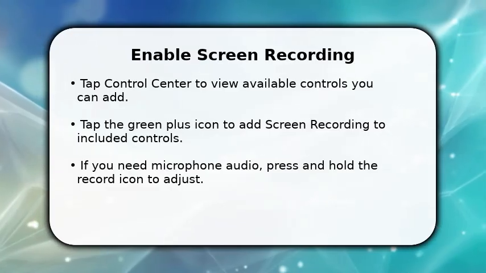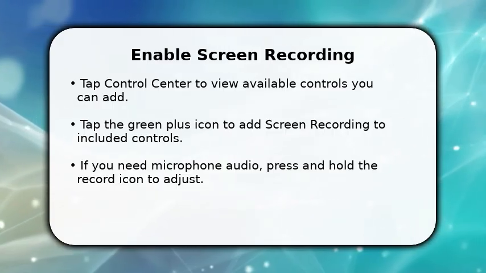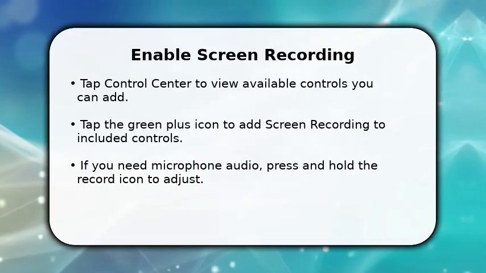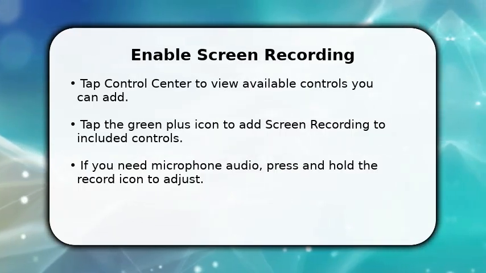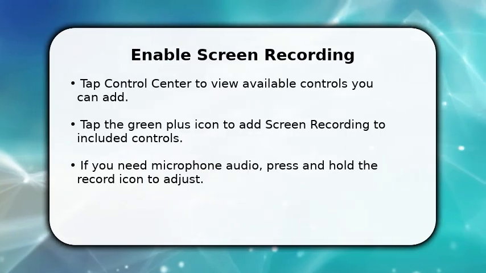To start screen recording on your iPhone 15, open Settings first. Tap Control Center to view available controls you can add. Scroll down and find Screen Recording in the More Controls list. Tap the green plus icon to add screen recording to included controls.